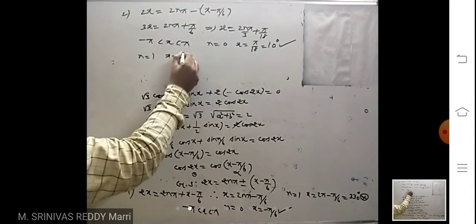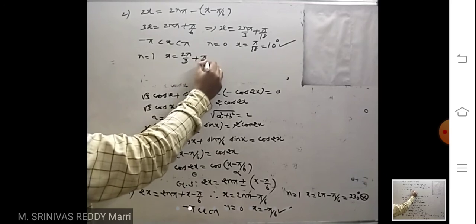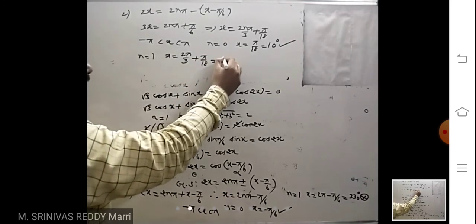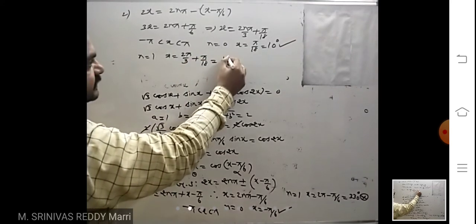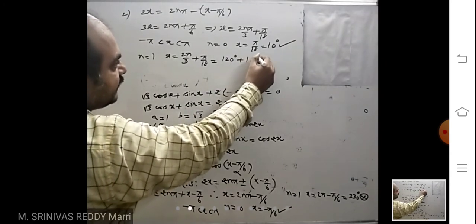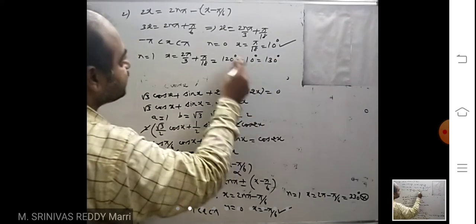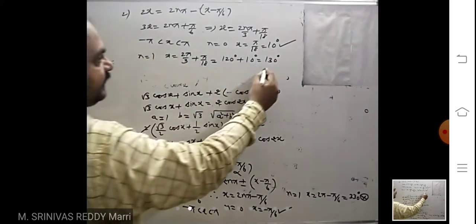n equal to 1 means here you will get 2 pi by 3 plus pi by 18. That means this is 2 into 60, 120 degree, plus pi by 18 means 10 degree. This is nothing but 130 degree. Is it lying between minus 180 to 180? Yes, this is also one solution.